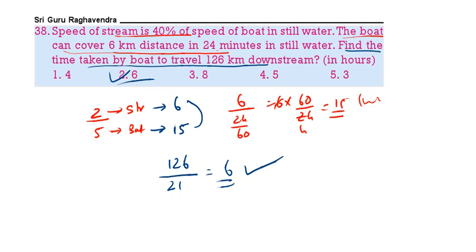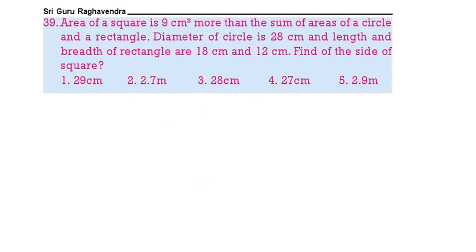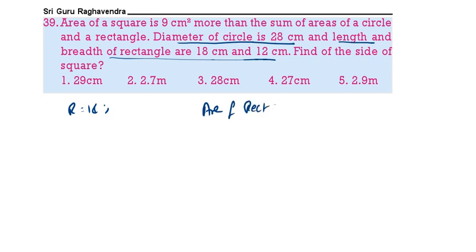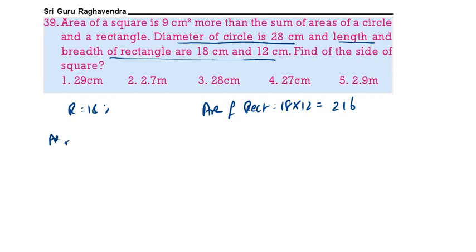See the next question. Area of the square is 9 more than the sum of the area of the circle and rectangle. Diameter of the circle is 28, so radius will be 14. The length and breadth of the rectangle are 18 and 12. So area of rectangle is 18 into 12, which is 216.